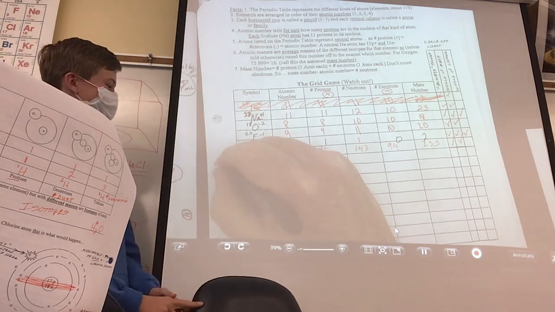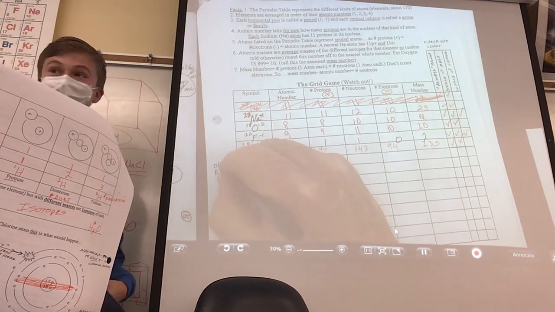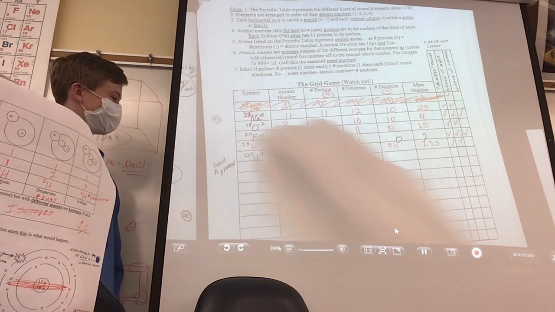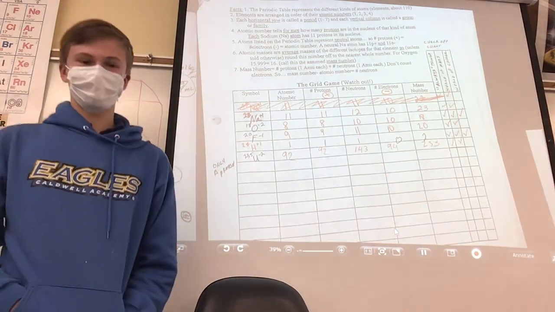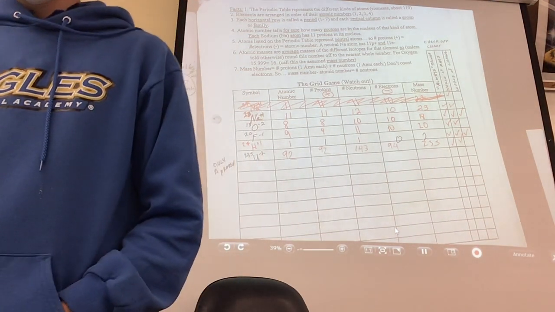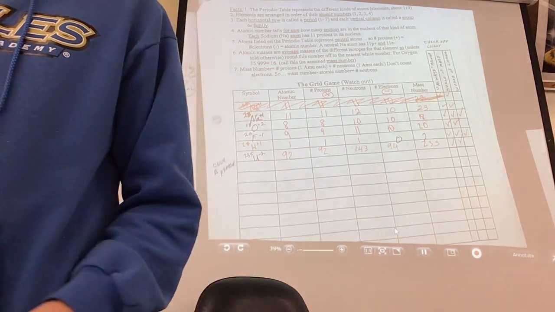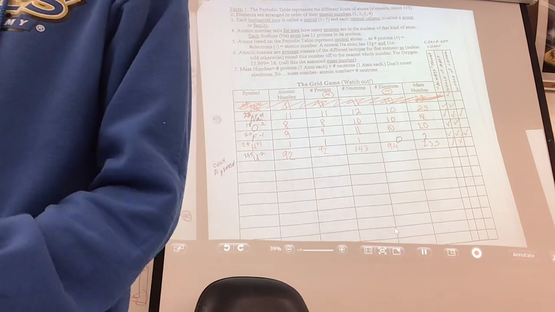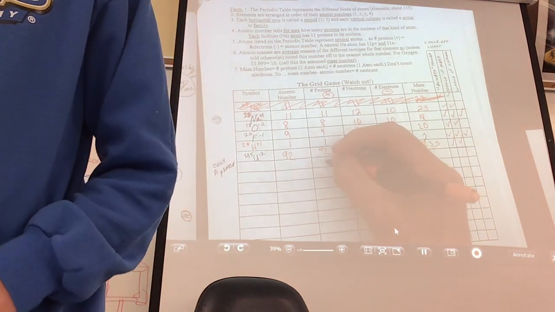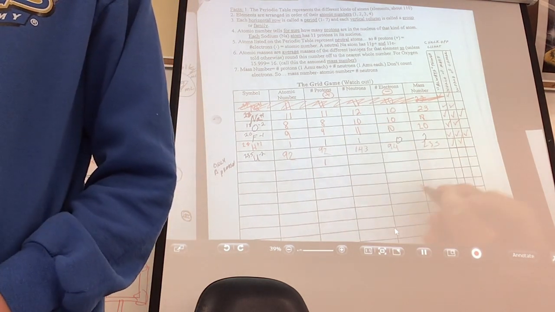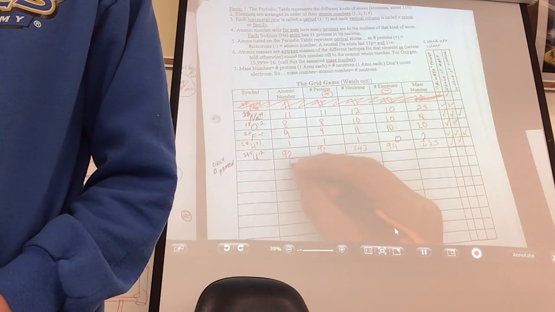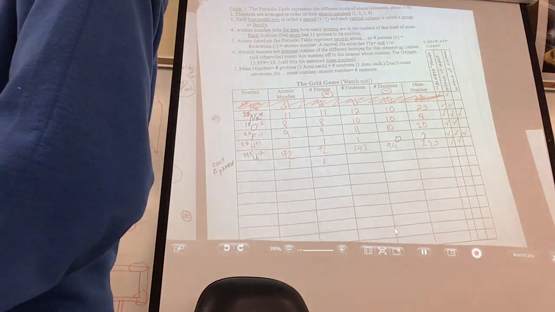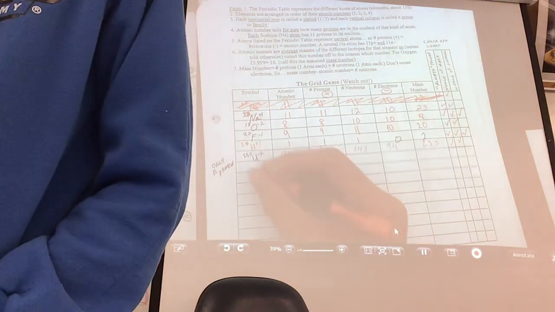Oh shoot. What is that? Only a proton. Yeah, that's right. All right, here we go. Only a proton. I guess I mean the number of protons is 1, and that makes the atomic number 1. Based on that, hydrogen is the atomic number.